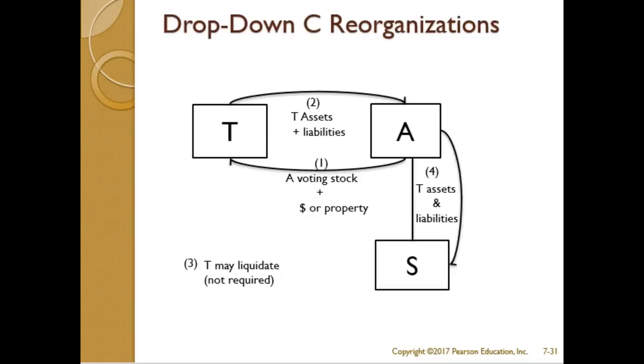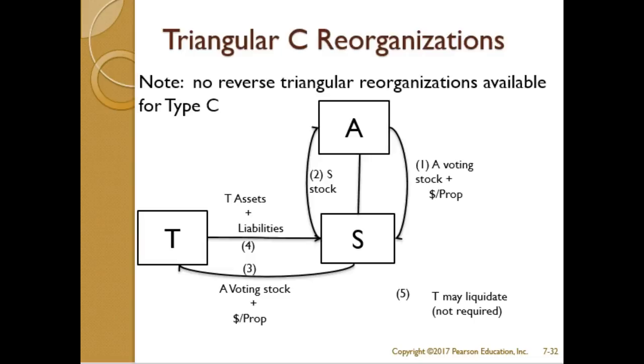Drop down C reorganizations. You have a subsidiary. T may or may not liquidate. That's not required. And so you can see the assets and liabilities move into a subsidiary, and this may go away, but it doesn't have to. All right. Type C reorganizations can also use a subsidiary like a triangular, but you cannot do a reverse triangular for type C transactions or reorganizations.